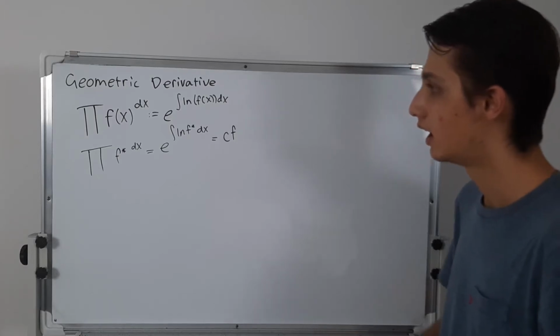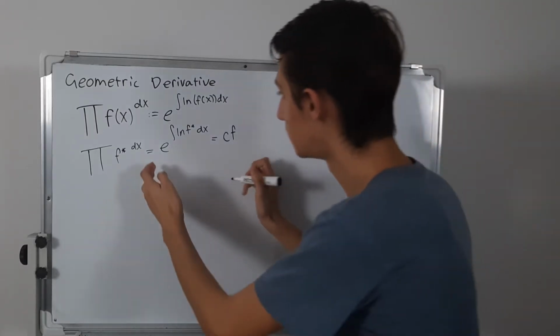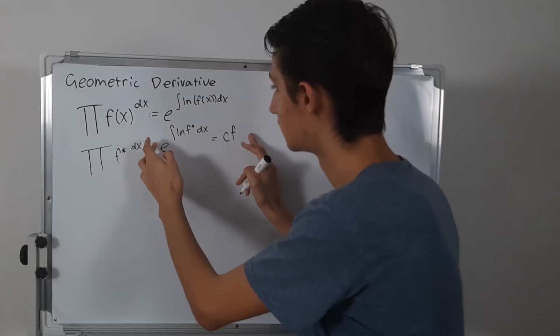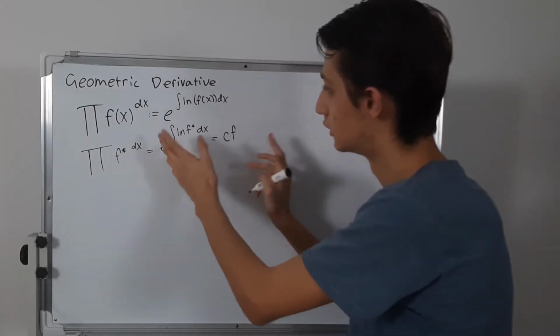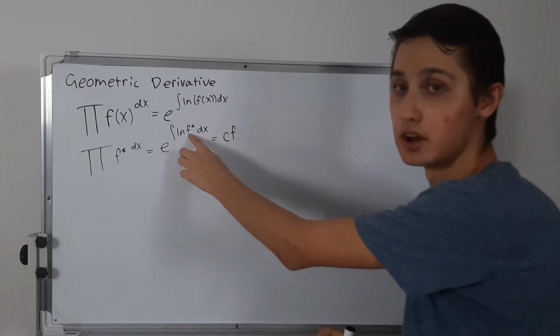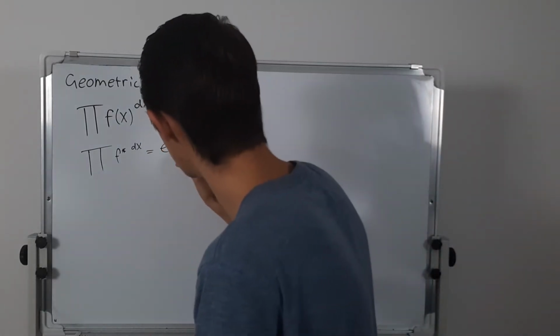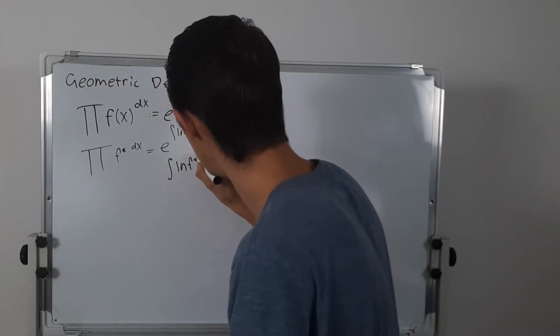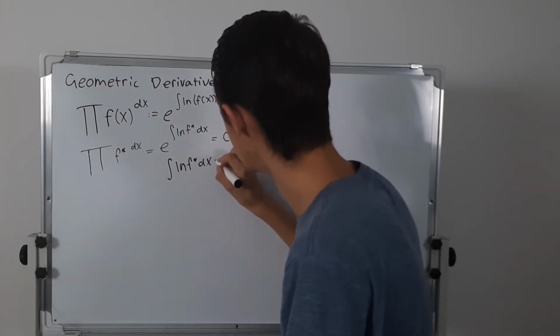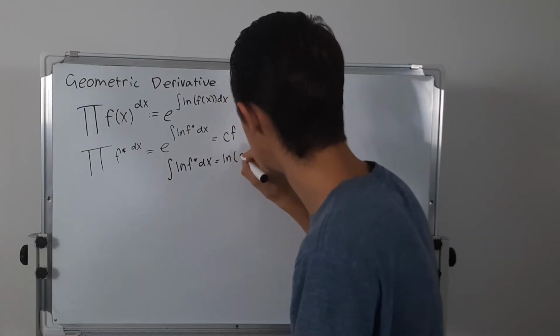So yeah, let's actually begin. So really what we're focused on is this part. We want this to be equal to this, but we're going to focus on this to derive our expression for f star. So all we gotta do is undo all of these. Let's first take the natural log of both sides. We get ln of f star dx is equal to ln of cf.